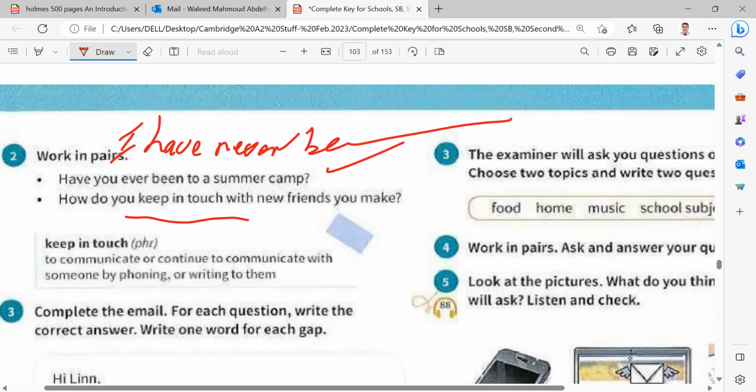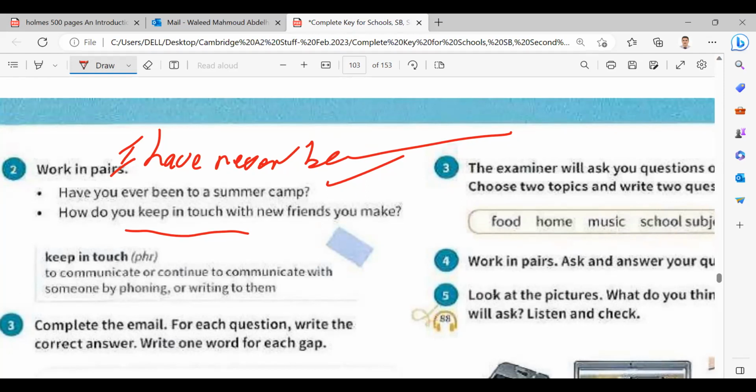Okay. Meet each other at the weekend, go out together, eat out, for example, chatting together every day, phone calls. So how do you keep in touch with them? Maybe sitting with them at the available time, or chatting with them by phone. Okay. So keep in touch, yes, you are right. This is the definition, Sarah: to communicate or continue communication with someone by phoning or writing to them.